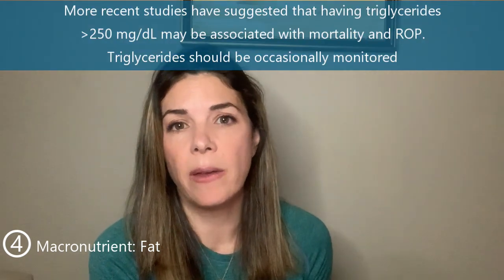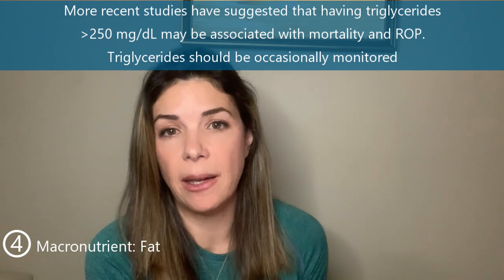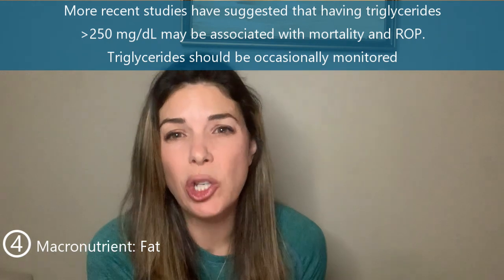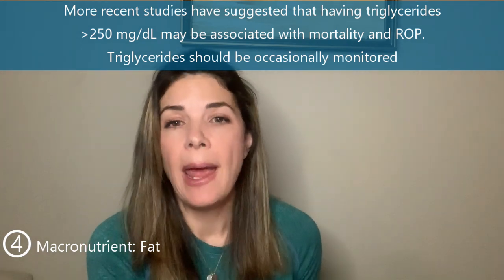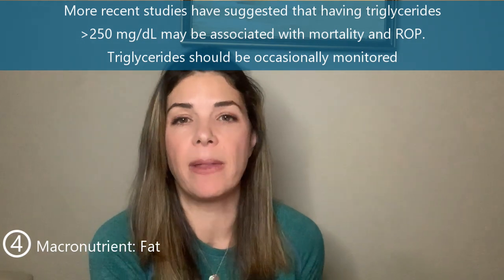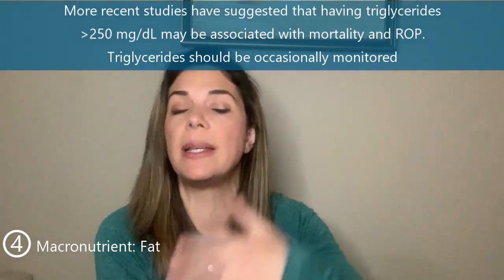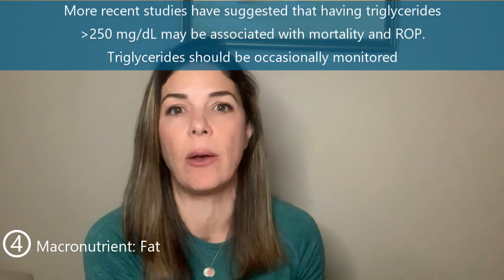More recent studies have suggested that having triglycerides much higher than this may actually increase mortality as well as increase ROP. So most likely you should be checking triglycerides occasionally, especially in the very tiny babies that have a much higher chance of not tolerating the lipids at all and suddenly getting a triglyceride level of like 1,000 or something.